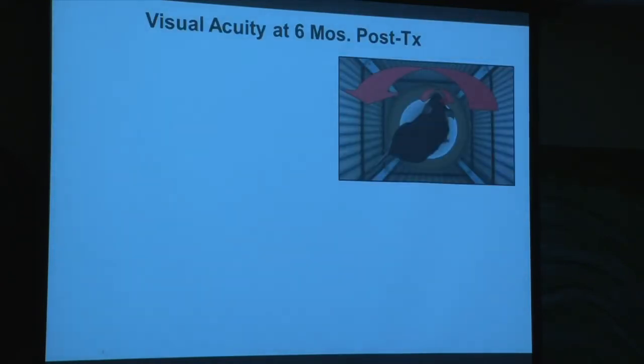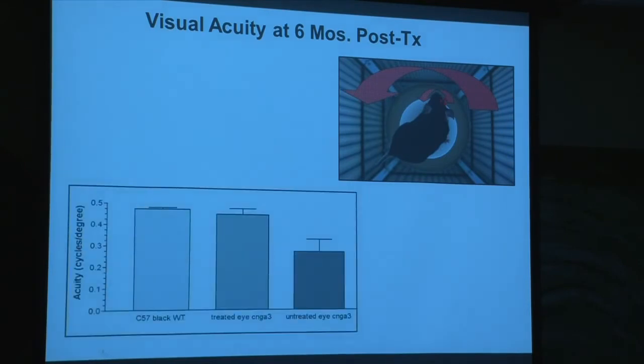Again, the optokinetic apparatus, visual acuity, again, a little bit different order here, but untreated eye, treated eye, that regains visual acuity back to basically wild type with a p-value of 0.05.